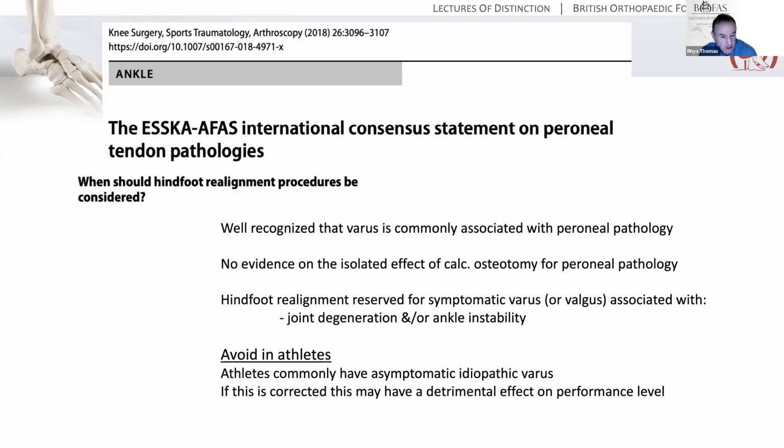They suggested that any hindfoot realignment and calcaneal osteotomy should be avoided in athletes because athletes commonly have asymptomatic idiopathic varus, and if this is corrected, this may actually put them in an abnormal position for them, which may have a detrimental effect on their athletic performance.